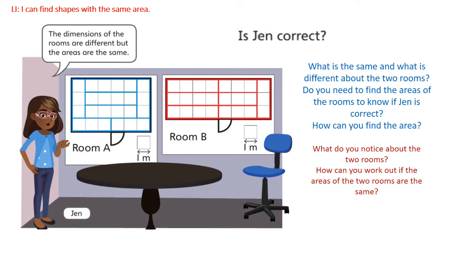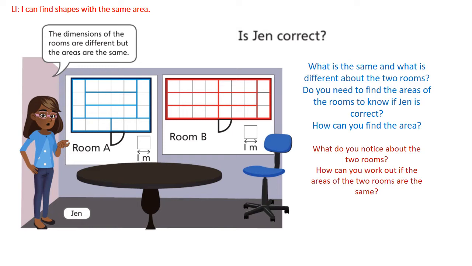Well, each room has been split into different sections. Each room is based on squared paper. I wonder how we could find the area. I could count the squares, couldn't I, in each one? Let's have a look. 1, 2, 3, 4, 5, 6, 7, 8, 9, 10, 11, 12, 13, 14, 15, 16, 17, 18, 19, 20, 21, 22, 23, 24.